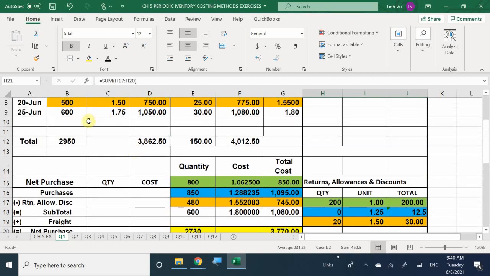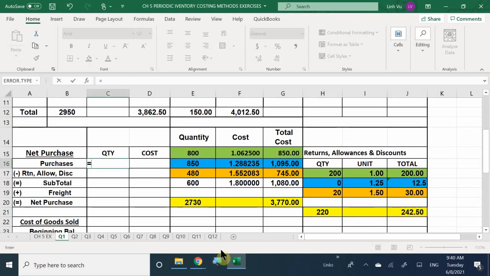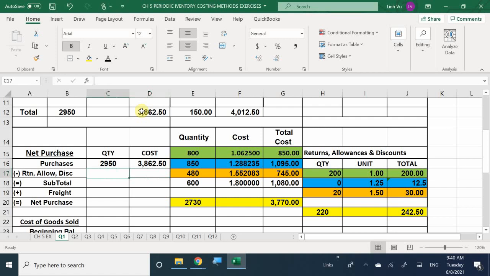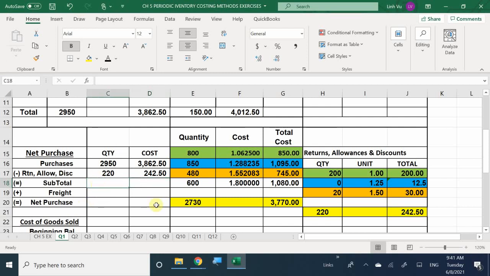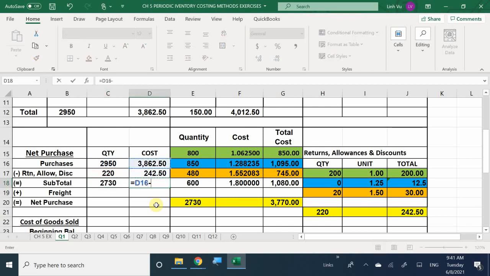So then let's go ahead and plug in our numbers here. We're going to talk about our net purchases first. So we originally purchased a total of 2,950 units at an original cost of 3,862.50. Now this is what happens when we have purchase returns and allowances. In this case, I returned 220 toys, costing me a grand total of $242.50. So my subtotal here is going to be 2,730. What about my subtotal here? Here's my total purchases, and now I'm subtracting out 242.50. So what is my subtotal for my net purchases?